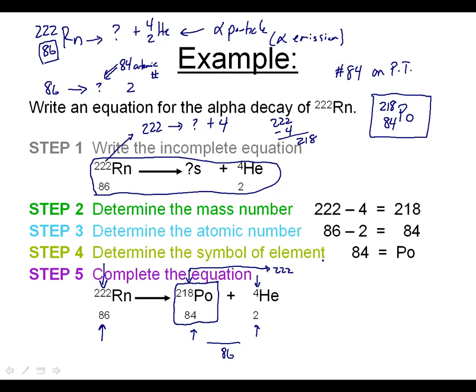Now, mind you, sometimes the missing thing may be a particle. In most cases, you'll be able to figure it out from the periodic table, but it could be a neutron or a proton. Usually you'll be able to figure it out by using the periodic table.